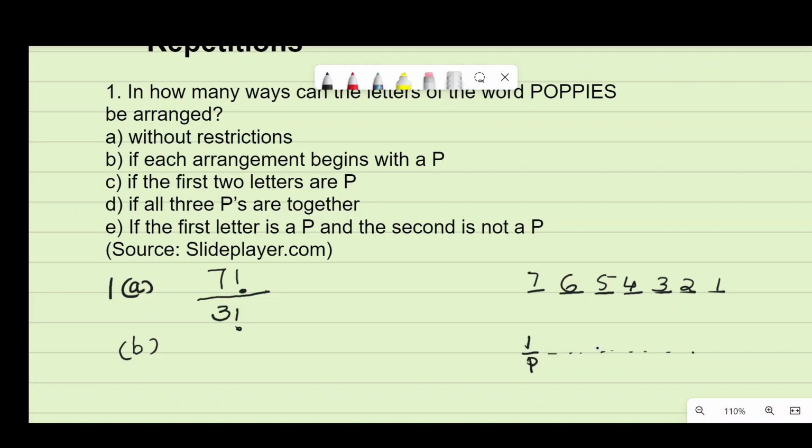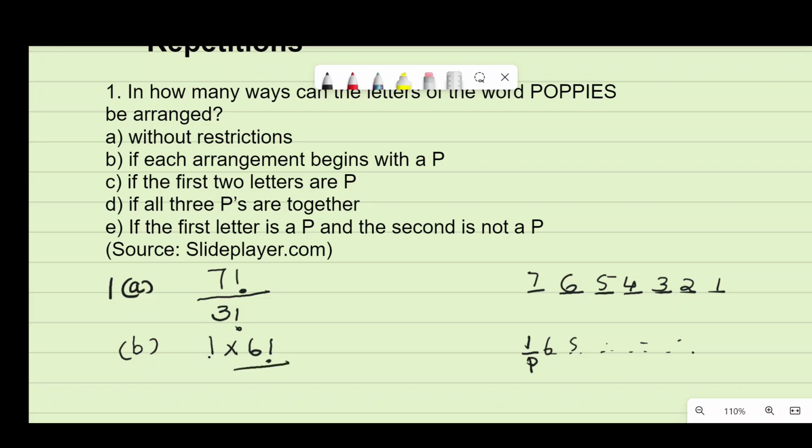That means the remaining 6 positions can be filled in how many ways now? 6 factorial ways, because here it's 6, then 5, 4, etc. So the answer here is going to be 1 times 6 factorial. The 1 stands for the 1 P.